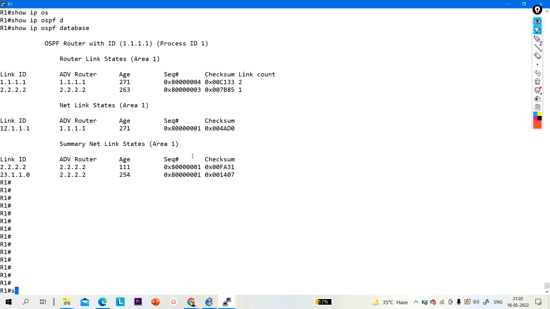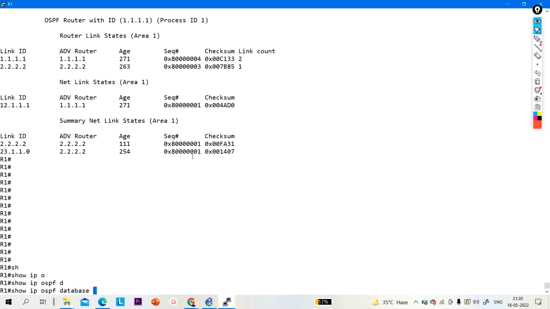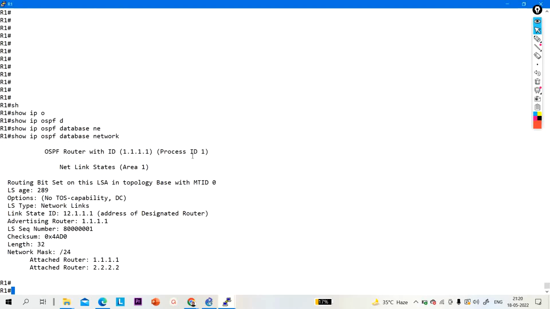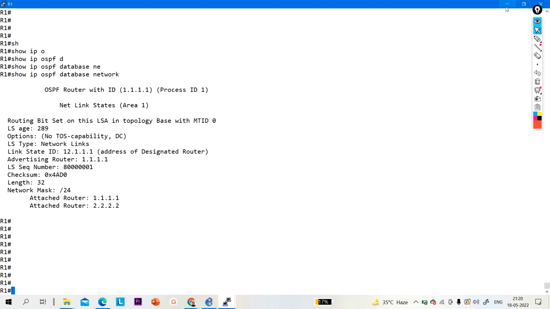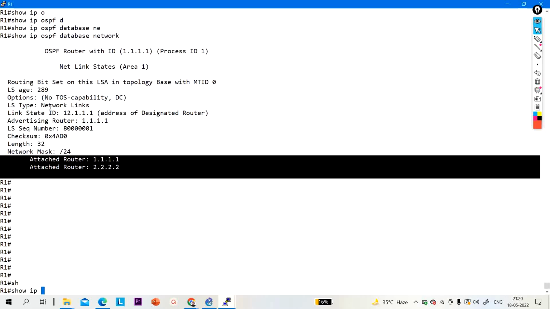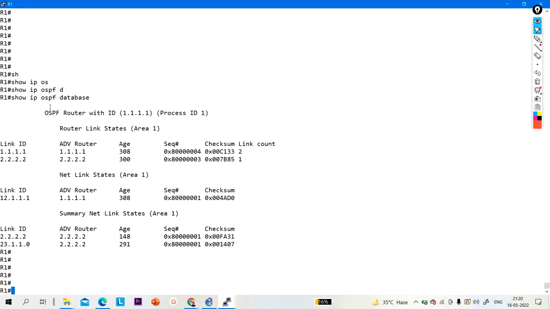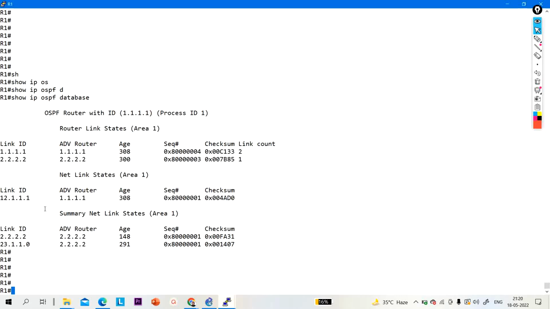Let me open this LSA. So show ip ospf database network. Oh my god, I am using Ethernet link. So there is DR and BDR as well. So who is generating this LSA, network LSA? DR router, right? Leave the network LSA for a minute. This is LSA 2. Let's see this LSA.